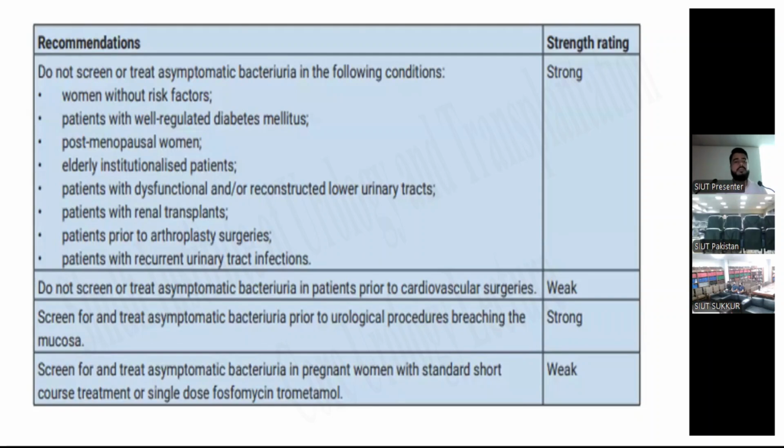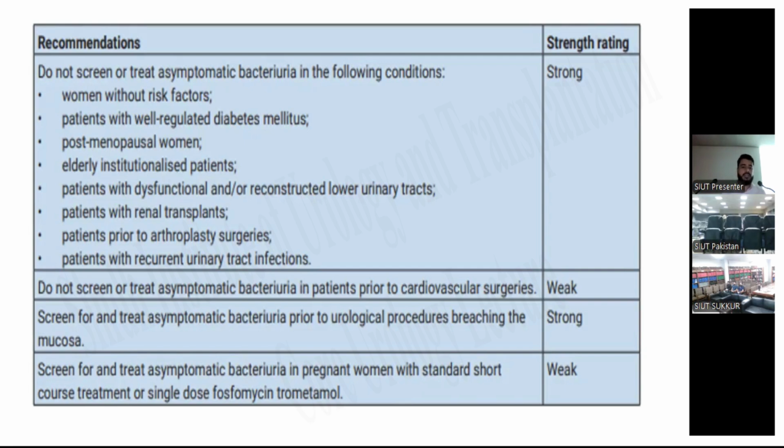So, as per guidelines, asymptomatic bacteriuria is usually not treated in women without risk factors, patients with well-regulated diabetes mellitus, postmenopausal women, elderly institutionalized patients, patients with dysfunctional or reconstructed lower urinary tracts, patients with renal transplant, patients before orthoplastic surgeries, and with recurrent urinary tract infections.